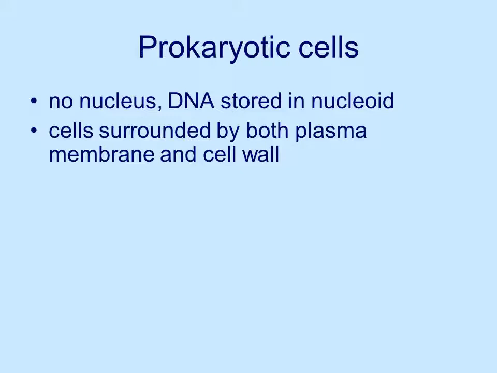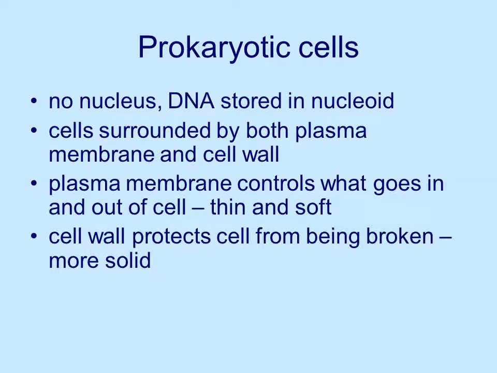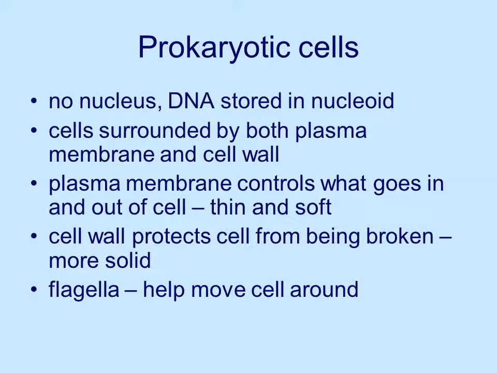The cells are surrounded by both a plasma membrane and a cell wall. The plasma membrane controls what goes in and out of the cell. It's thin and soft, and it regulates what enters the cell and what leaves the cell. The cell wall is a little more solid, and the cell wall protects the cell from being broken, from coming apart.